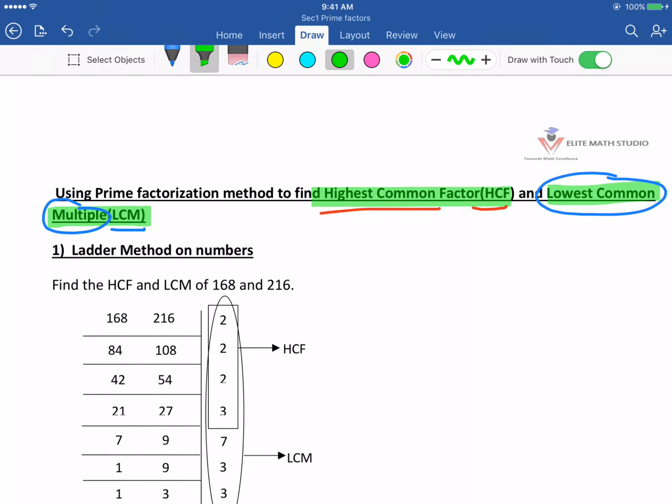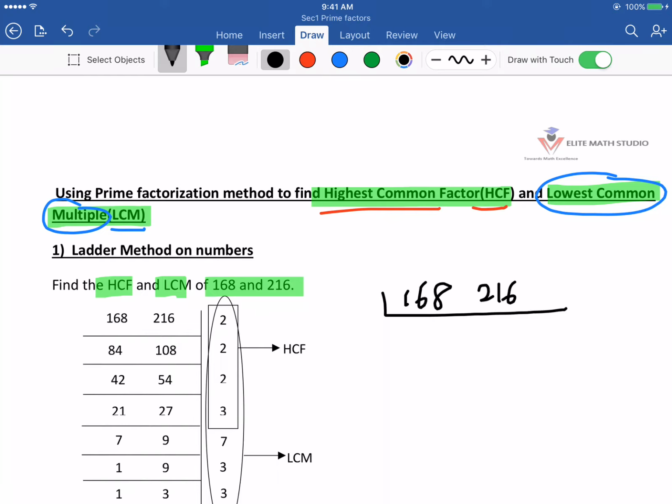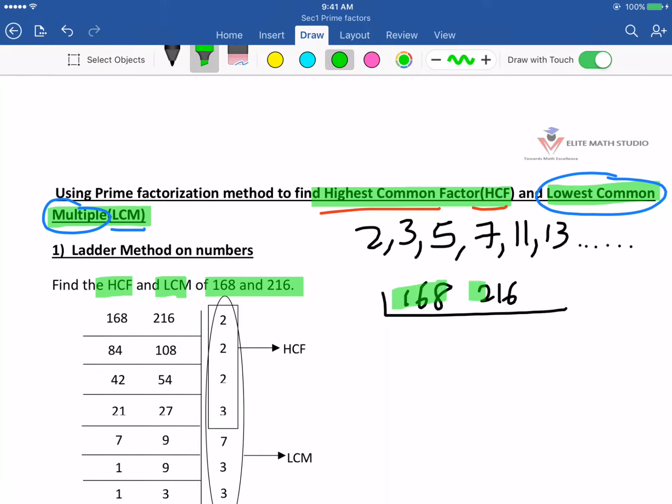So let's try this one. Find the HCF and LCM between 168 and 216. This is what you do. First step, same thing, I'll draw a ladder first, and then write 168 and 216. Next step, I write the first few prime numbers: 2, 3, 5, 7, 11, 13, and so forth. Can both 168 and 216 divide by 2? Yes, so write 2. 168 divided by 2 is 84. 216 divided by 2 is 108.